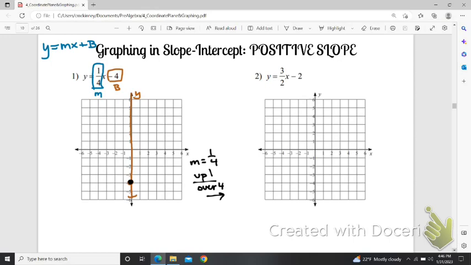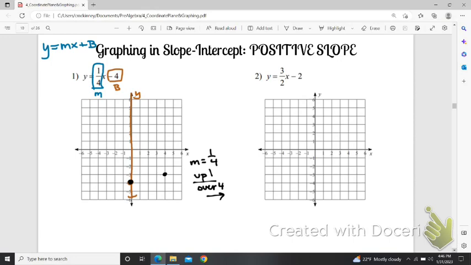I don't make a dot there. And then 1, 2, 3, 4. So I kind of did this: up 1, over 1, 2, 3, 4. I might touch that, but I don't usually draw that.